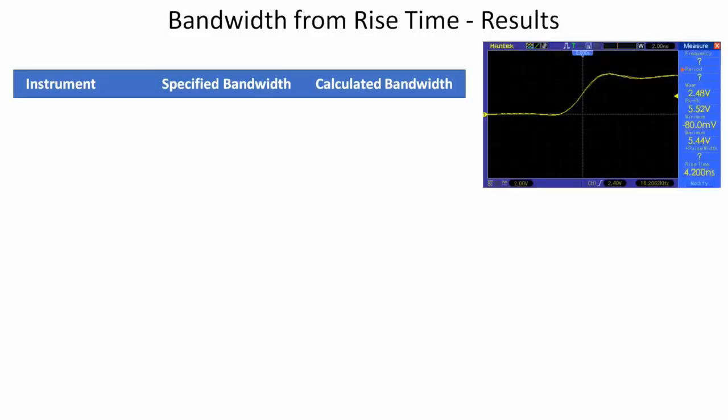I'm going to start with the Hantek DSO5102P, which is specified as a 100 megahertz scope, and when we put the Schmitt trigger oscillator onto that, we get a rise time of 4.2 nanoseconds, which gives us a calculated bandwidth of 94.7 megahertz, which isn't terribly far away from its specified bandwidth of 100 megahertz.